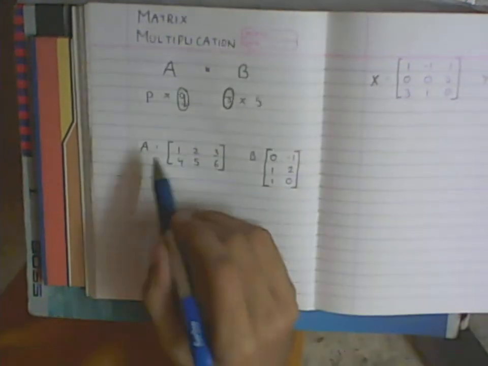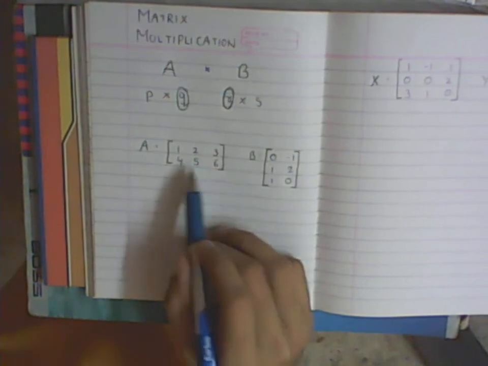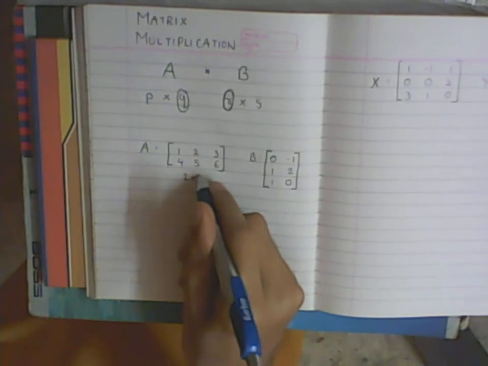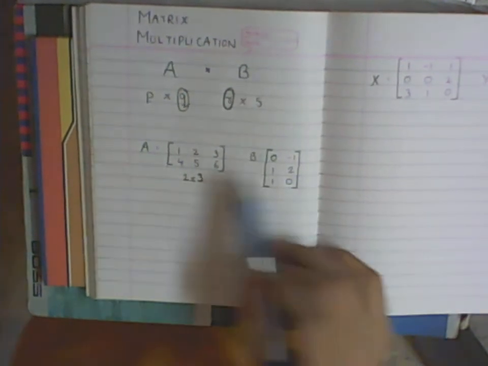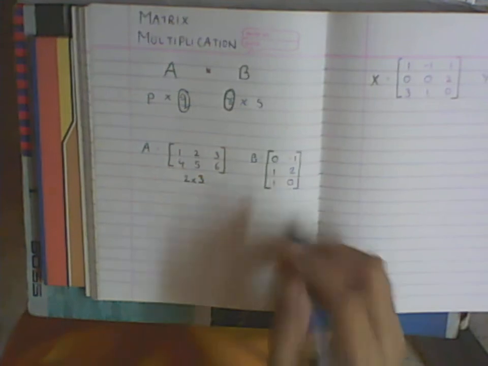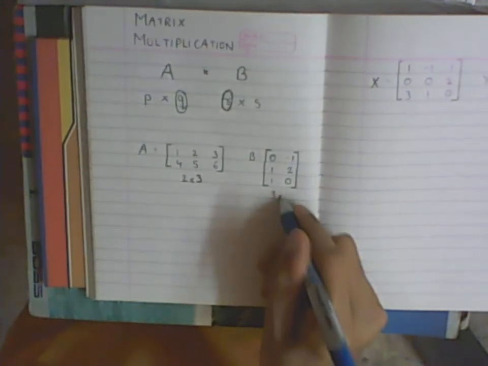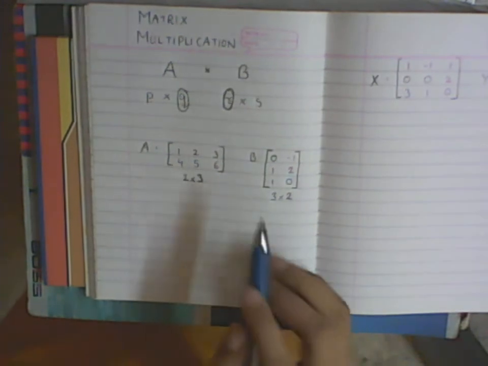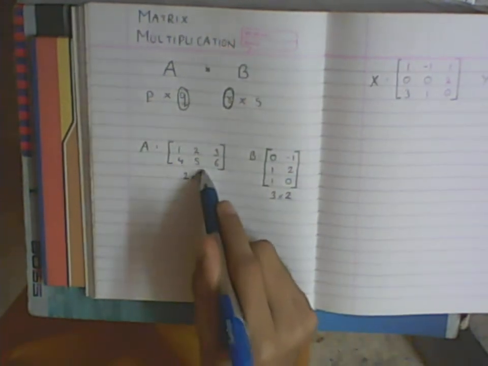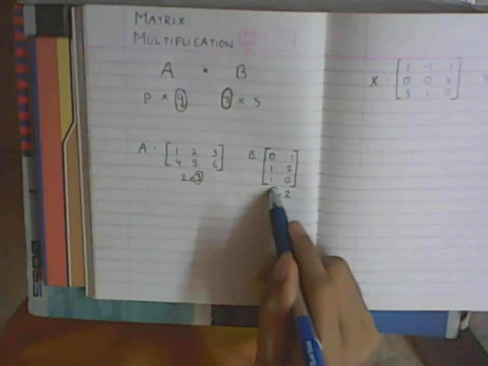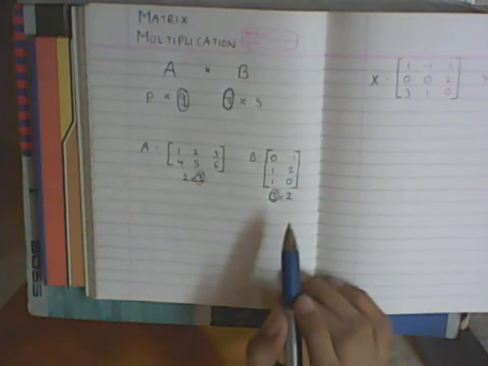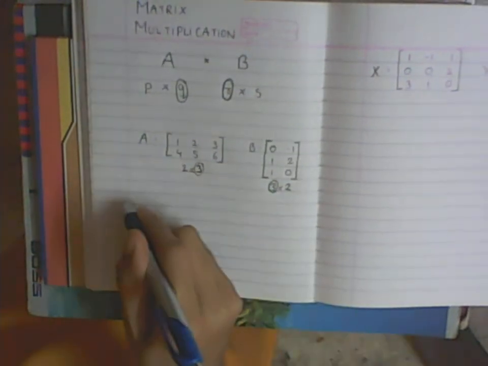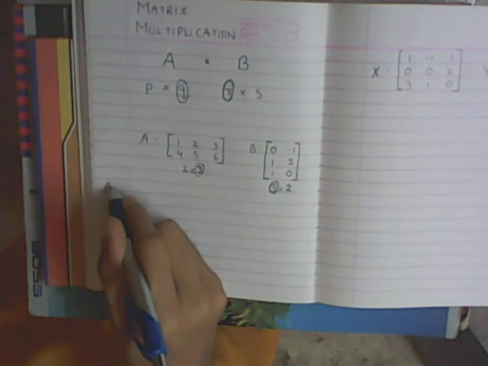I'll give you an example here. I have a matrix 1, 2, 3, 4, 5, 6. It has two rows and three columns, so it's a 2 by 3 matrix. On the other hand, I have a B matrix which has three rows and two columns. If I were to multiply these two matrices, first I need to check that the number of columns here, that is 3, is equal to the number of rows here. So 3 here is equal to 3 here, and so I can talk about its multiplication, A into B.